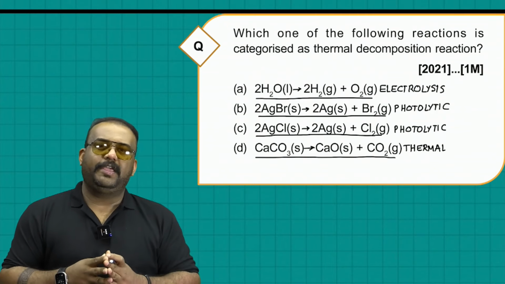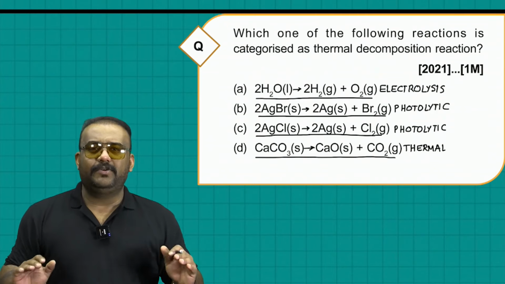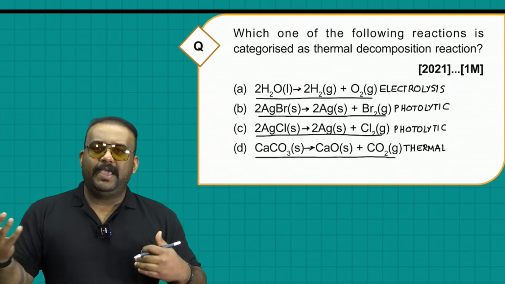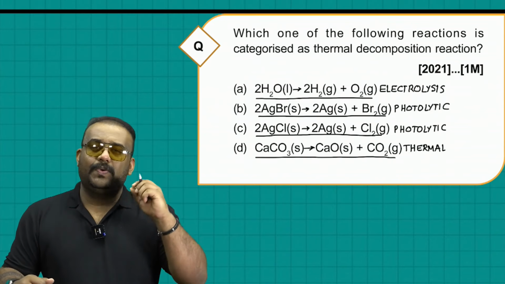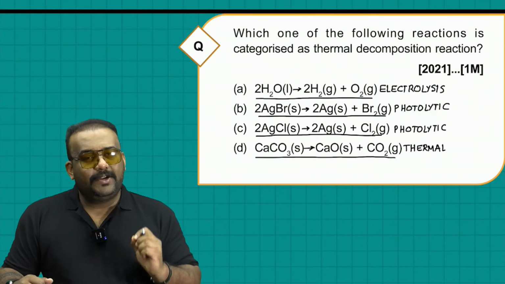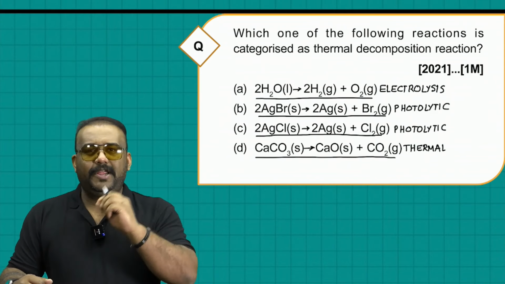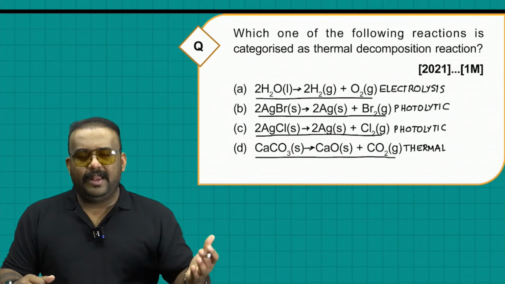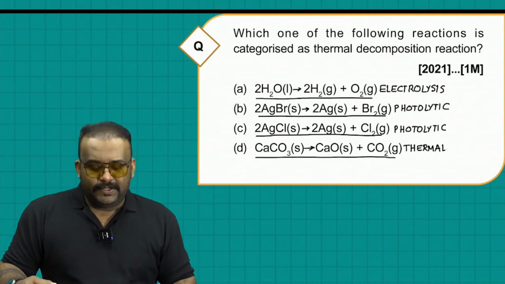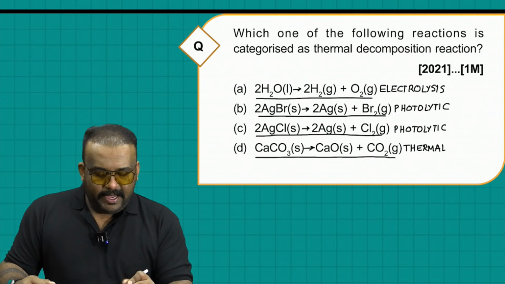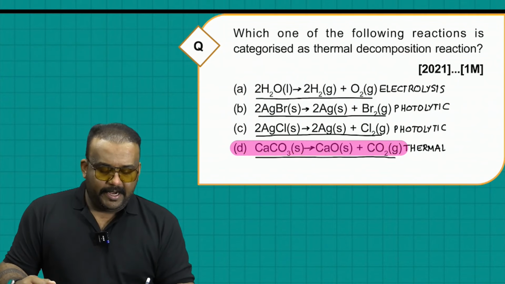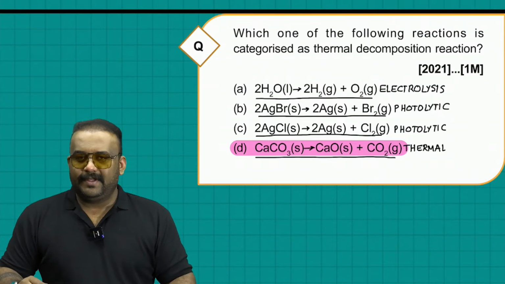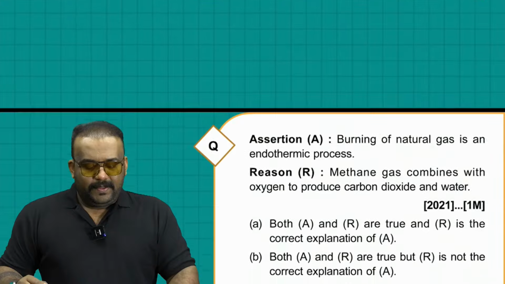Now, one more important point to keep in mind when you learn decomposition is that all decomposition reactions require some form of energy to be supplied in order to make the reaction happen, right? So they belong to endothermic reactions. What is an endothermic reaction? A reaction which is accompanied by absorption of energy. That energy can be in the form of heat, light, or even electrical energy. So for the question, our answer will be the last option. Calcium carbonate decomposing into calcium oxide and carbon dioxide is an example for thermal decomposition, right? So let's move on to the next question.